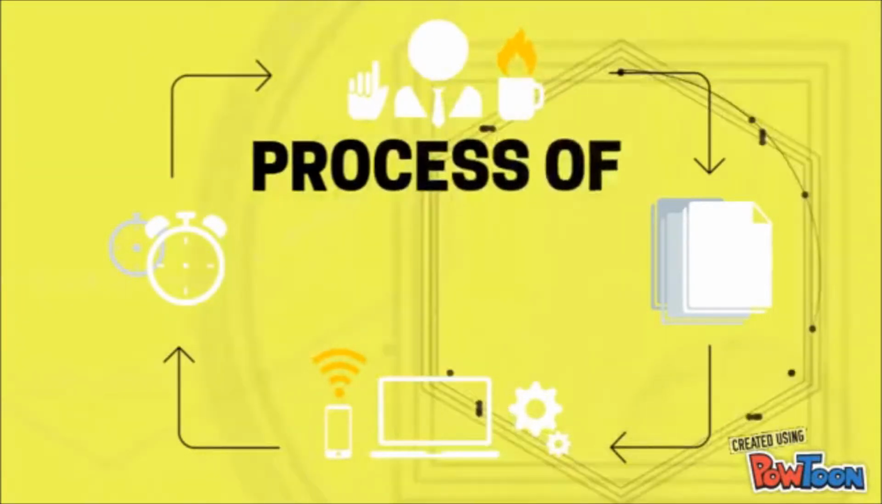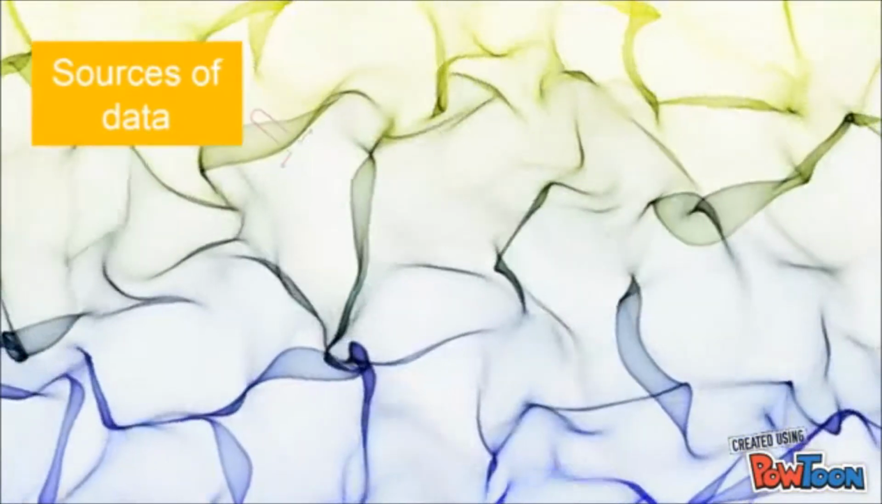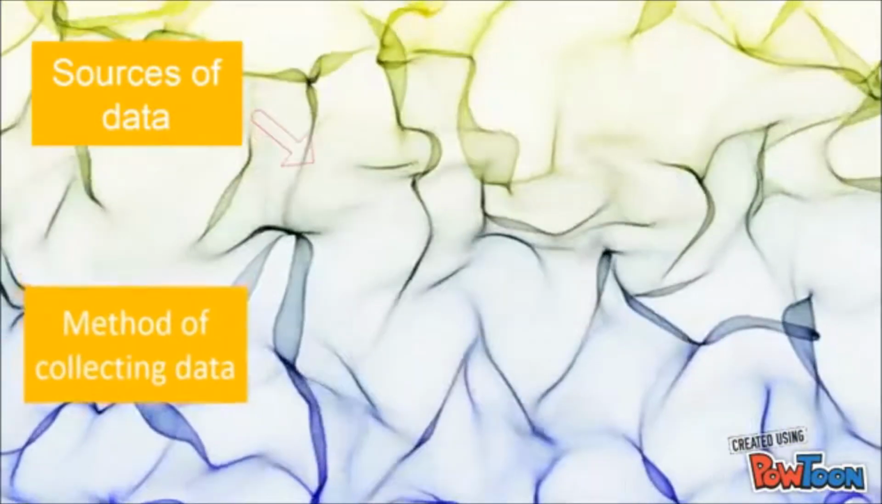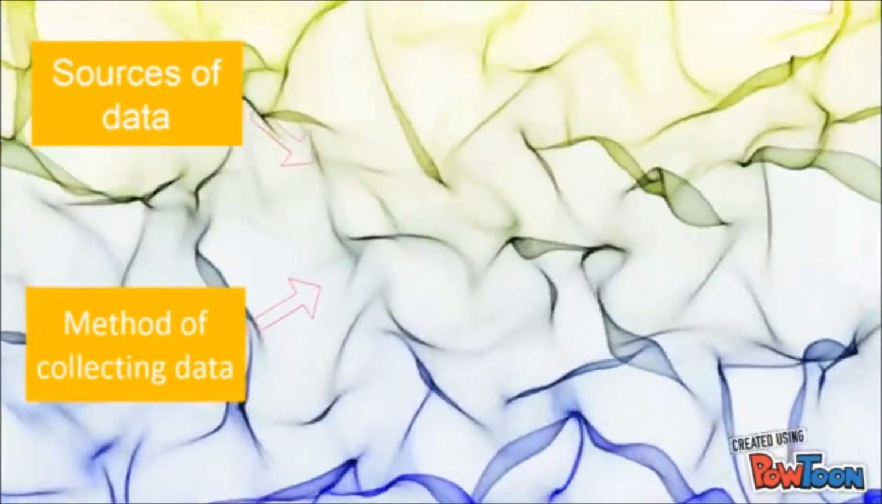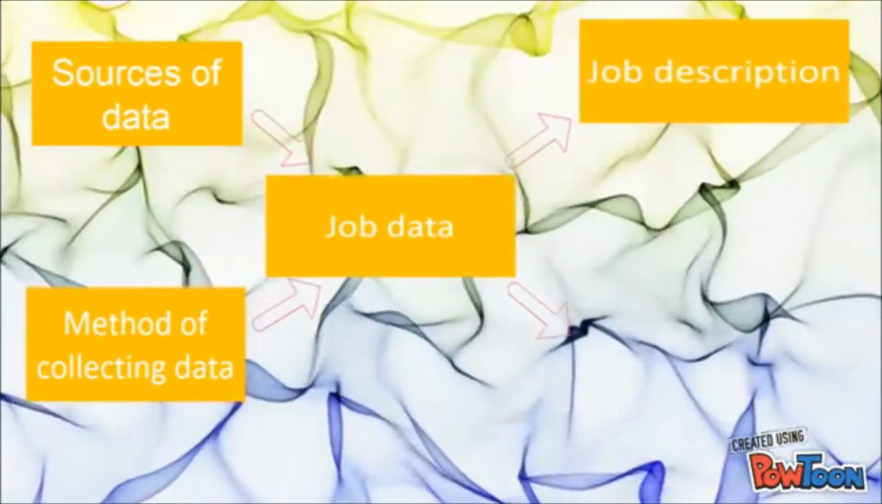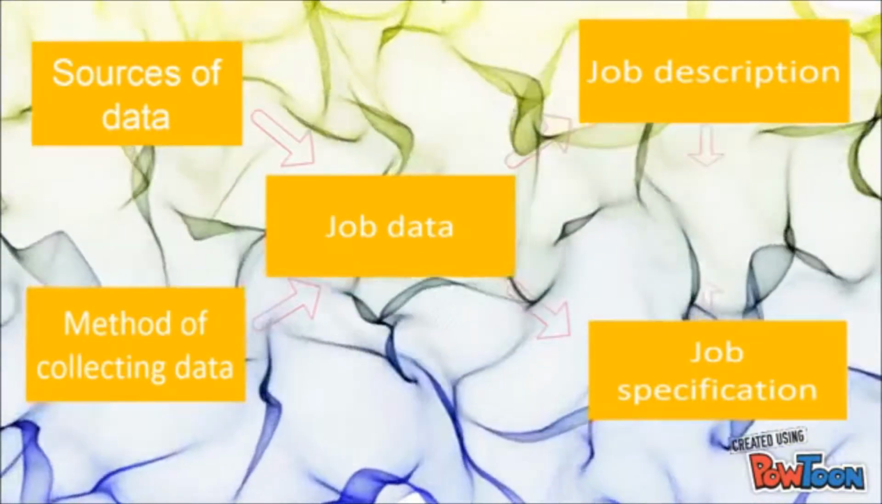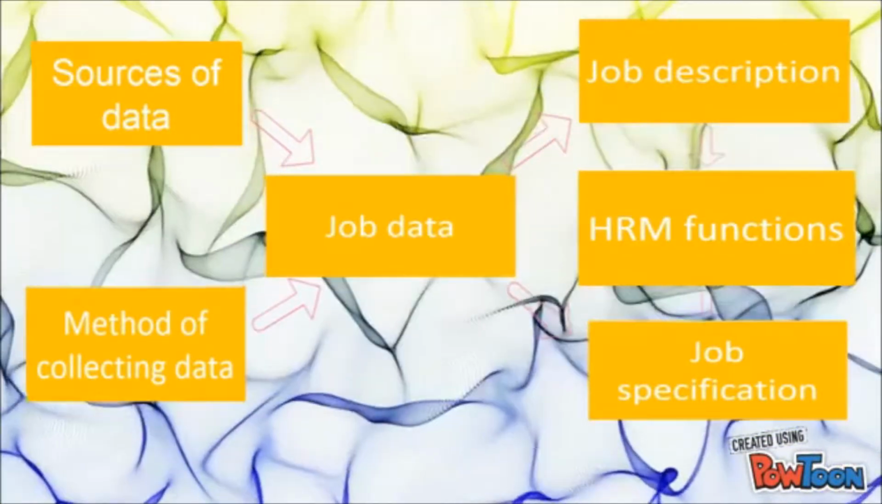Process of job analysis. From the sources of data and also from the method of collecting the data, we can get the job data, and it can be classified into two, which are the job description and job specification. Thus, it will help in HRM functions.